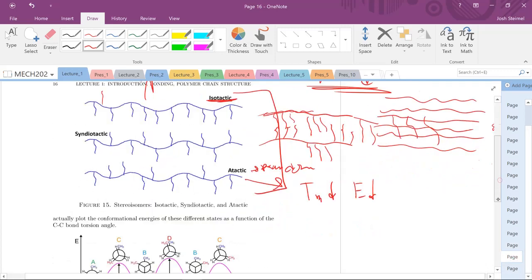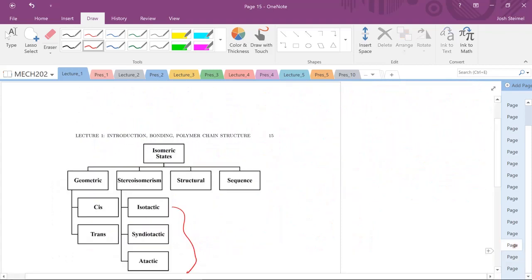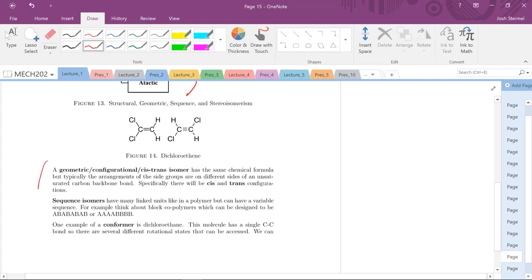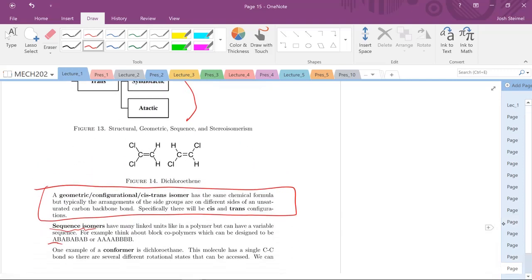Let's go back here. We've done geometric. From the cis and trans conformation, there's also this thing called sequence isomers. When we talk about block copolymers, usually we'll talk about an A functional block and a B functional block of two different types of polymers, and we can arrange them in different ways. We could have a pure A block, pure B block, or a random copolymer network, or AA, BB, AB, whatever you want to design and create.